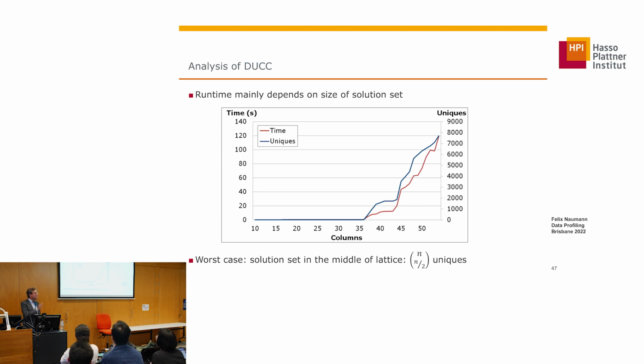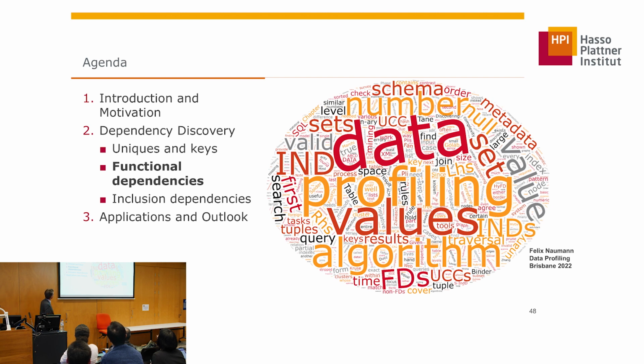Key candidates. It's the easiest problem. It's also conceptually the easiest. You're looking for uniques, and if you have a duplicate, you're done. Okay. So functional dependencies, the next big thing.